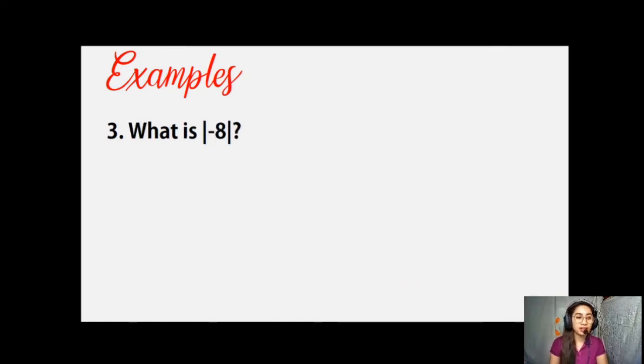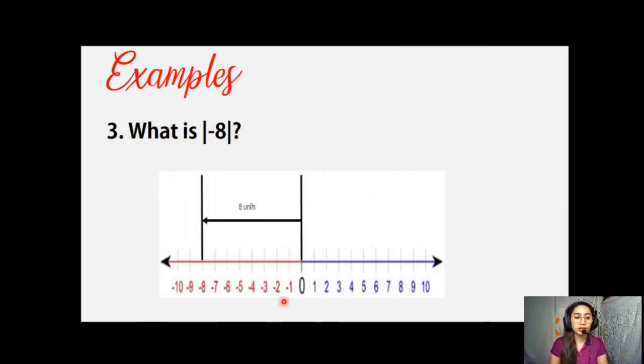Okay, next. So we have here, what is the absolute value of negative 8? So again, from the 0, you're going to move up to negative 8, and we were just going to count how many units or how many steps from the 0. So let's count 1, 2, 3, 4, 5, 6, 7, and 8. So the answer that we have is positive 8.